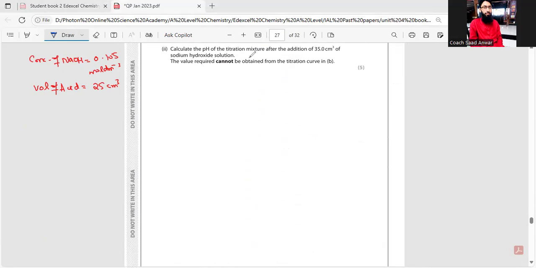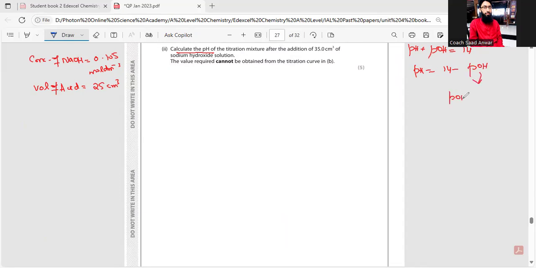Here they have mentioned calculate the pH. So what exactly we are going to do is, you are familiar with this equation: pH plus pOH is equal to 14. So pH is equal to 14 take away pOH. So somehow, if you can have pOH, you can find pH. So first of all, we have to find pOH.